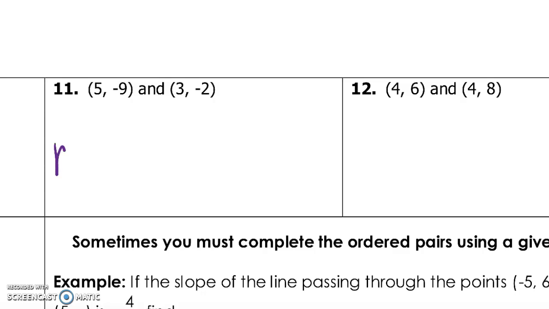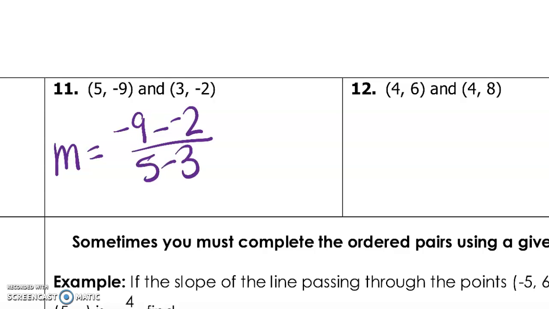Number 11, m equals -9 minus -2 over 5 minus 3. That gives me -7 over 2.